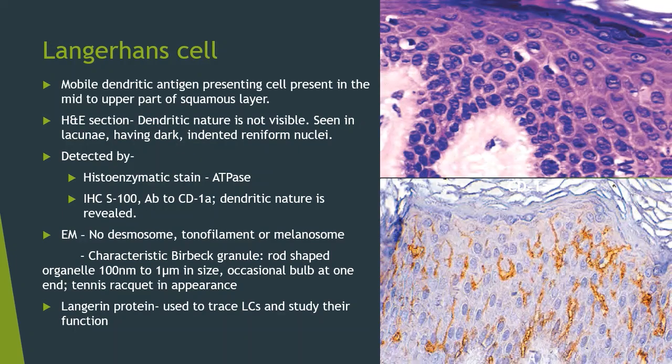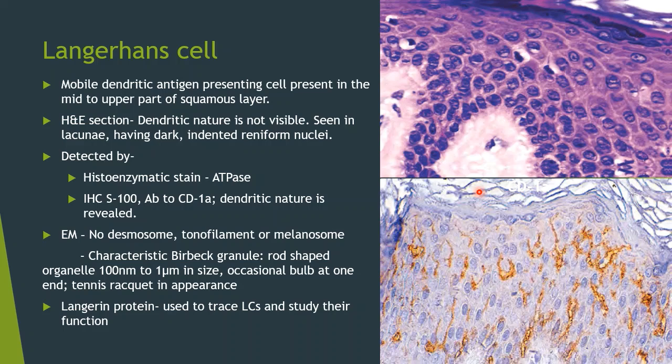Coming to the Langerhans cells, the Langerhans cell is another mobile dendritic antigen presenting cell present in the epidermis. They are present in the mid and upper part of the epidermis. In H&E sections, the dendritic nature of the cells is not prominent, which can be seen in S100 IHC staining. These cells can be detected by histoenzymatic staining for ATPase, and IHC for S100, CD1a, and Langerin can also be done.